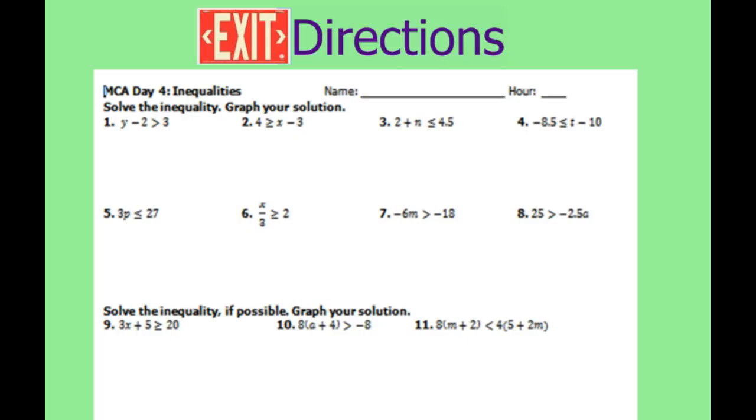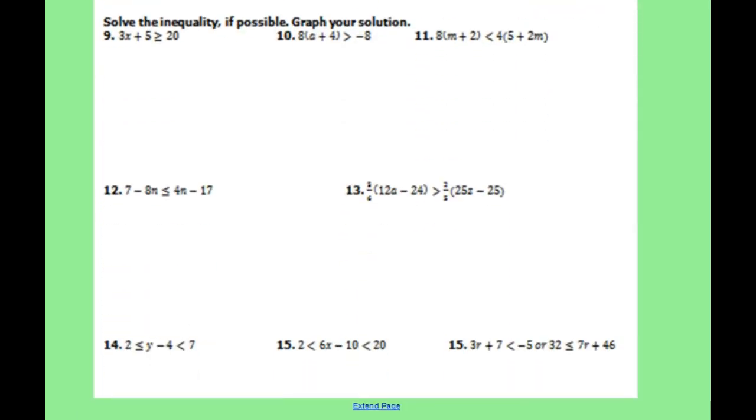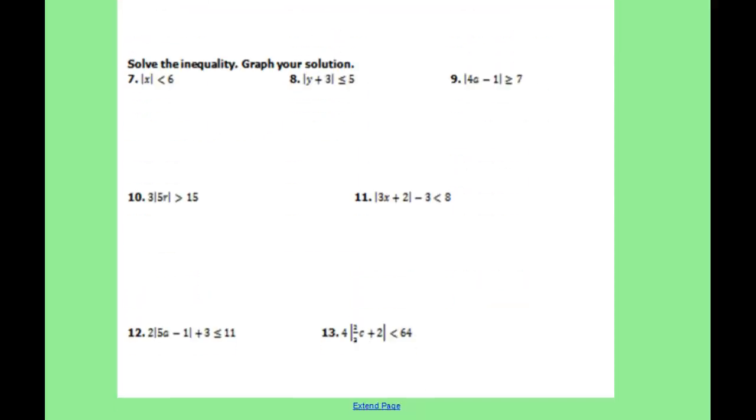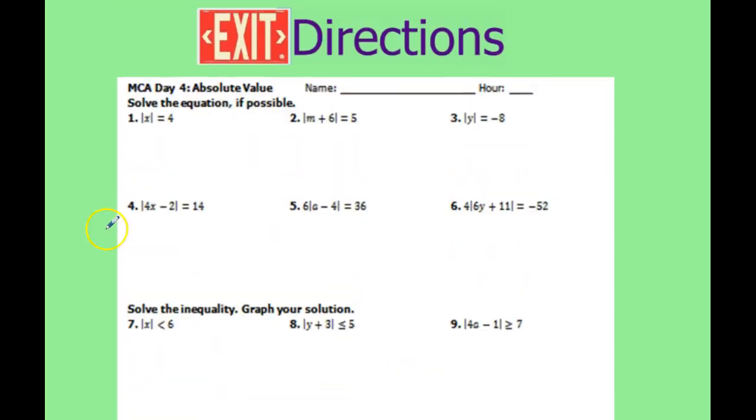Alright, I know that was a lot of information. The front side of your homework is just simply solving inequalities. The back side is absolute value equations and inequalities. Don't forget to graph your solution on a number line if you need.